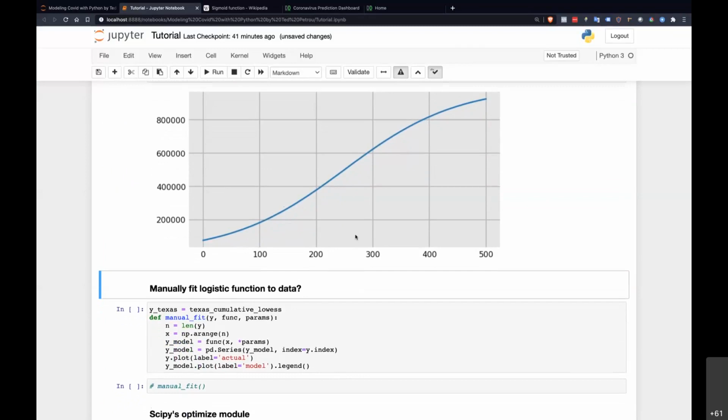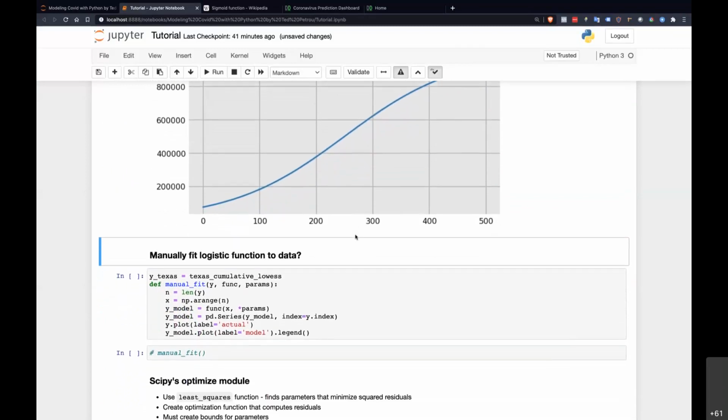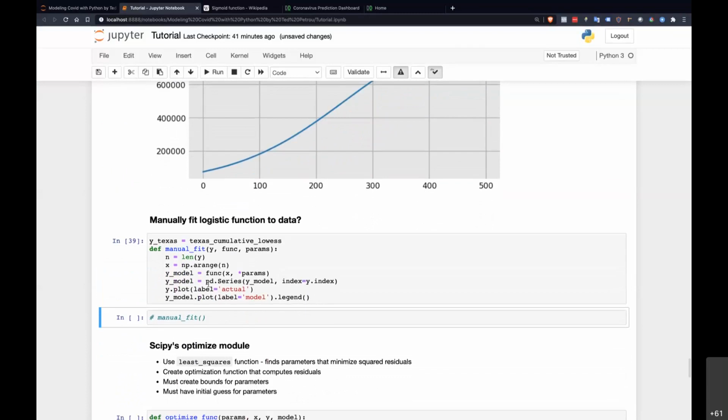So maybe you can use this to manually fit the logistic function. We'll take a little break here to see how you can manually fit. What I've done here is assign this to a shorter name. It's called Y Texas, and this is just the cumulative values.